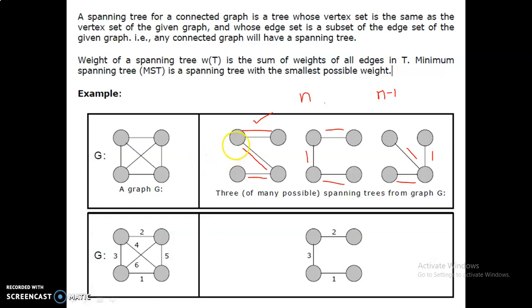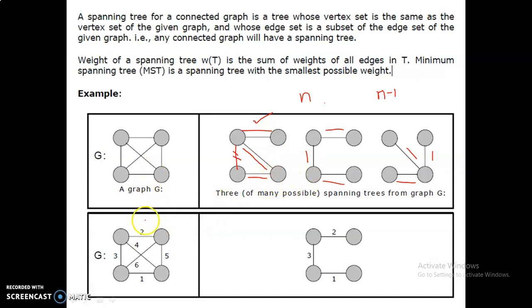For example, if you are considering this edge, it forms a cycle, so this should not be taken. And if you are taking this edge, it also forms a cycle. So whenever you are taking the edges, it should not form any cycles. Like that we need to select the edges.